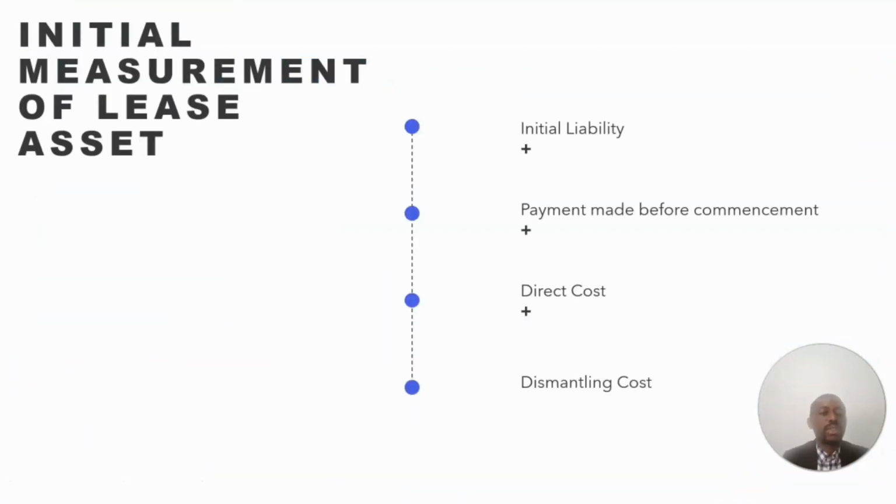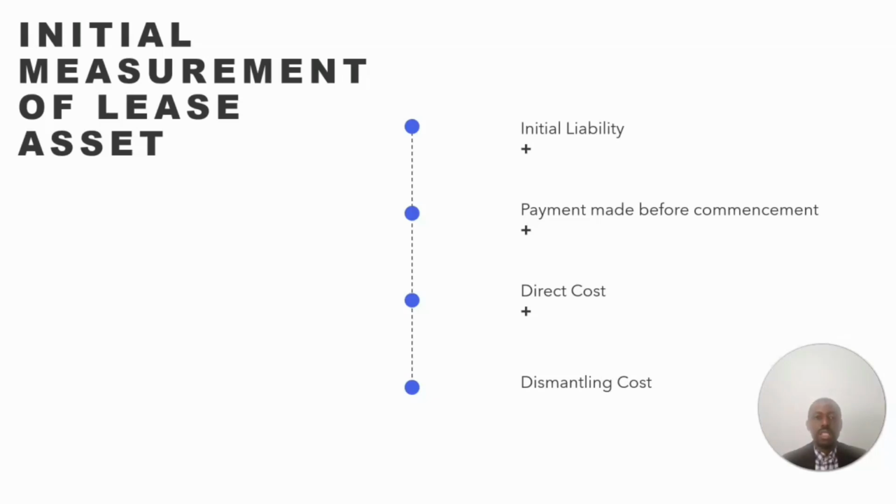Initial measurement of leased assets. So for the leased assets, the first thing you want to do for a lease is to first of all calculate the liability, which is what we did in the previous slide. After you've gotten the lease liability, the next thing you want to do is to calculate the assets. And you start from the liability: lease liability plus payment made before commencement.